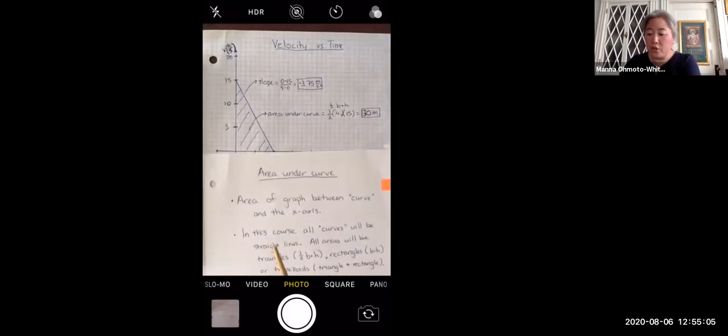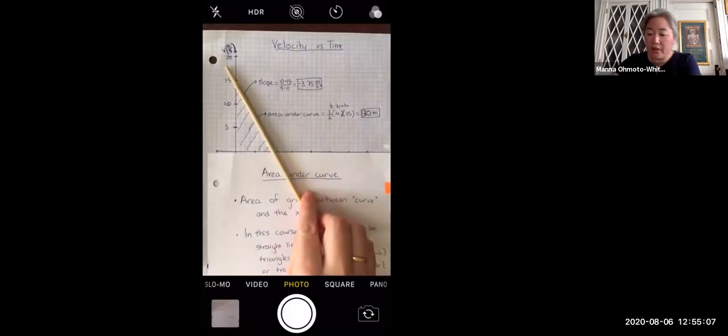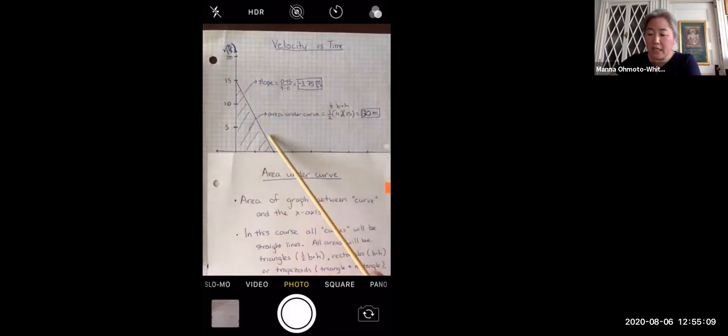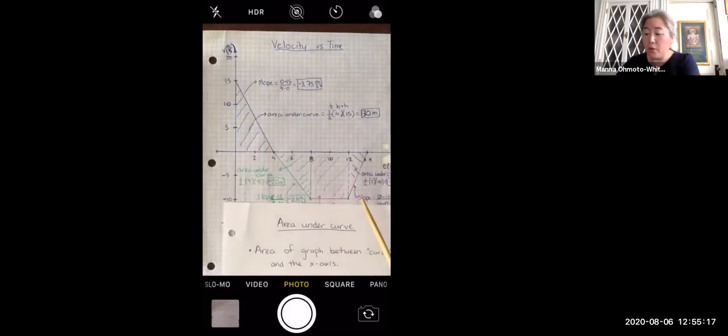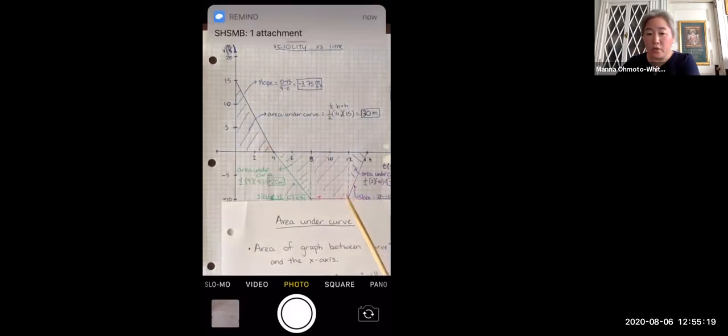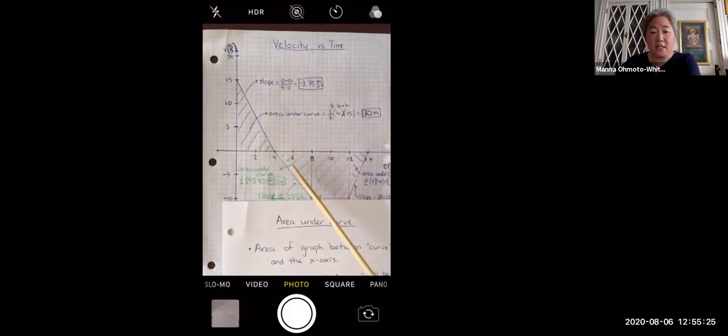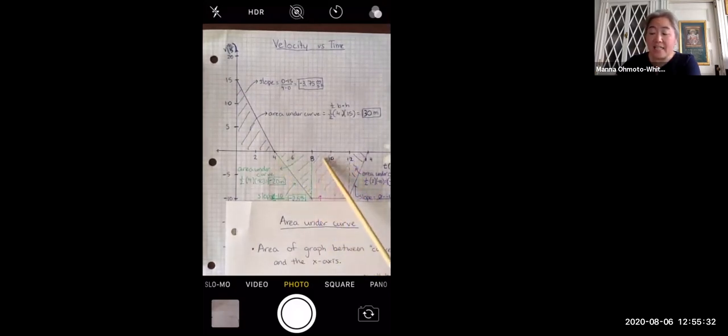So just to show you, here is an example of an area under a curve. It's the area under this line to the x-axis. All of this area right here. Similarly, if it's below the x-axis in the fourth quadrant, I have my area from the curve to the x-axis. So even though it's under the curve, really it means the area between the curve and the x-axis.